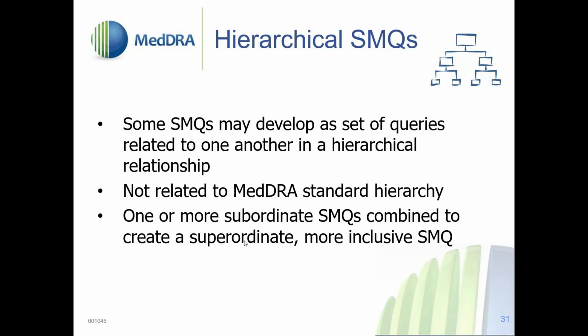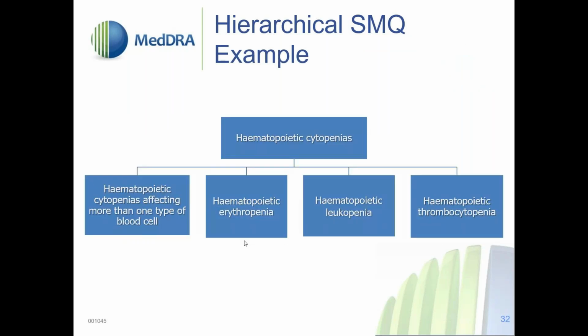And let's look at one of the examples. Here is one of the quite easy hierarchical SMQs, hematopoietic cytopenias. And you know that a cytopenia is just having less of a certain type of blood cells. And it could be related to either the erythrocytes, the leukocytes, or the thrombocytes, or maybe also a cytopenia affecting more than one type of blood cells. So depending on your question, you might want to just look at the hematopoietic erythrocytopenia, or if you have a chemotherapy treatment, you might be more interested in the hematopoietic leukopenia, and then you would just run one of the sub-SMQs.